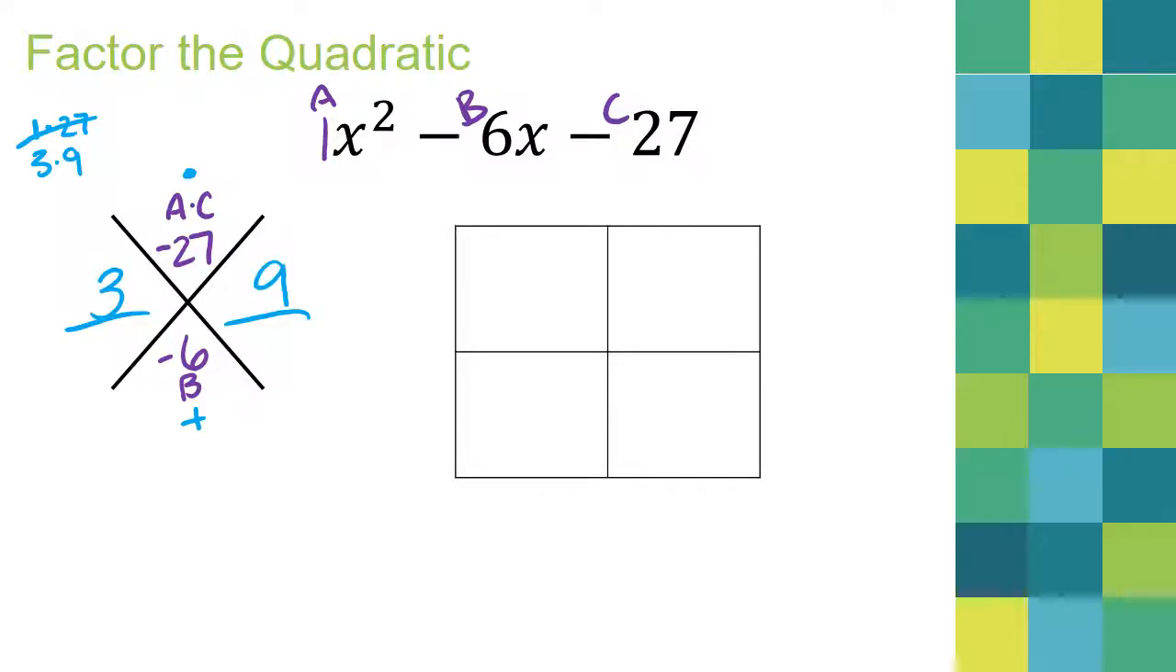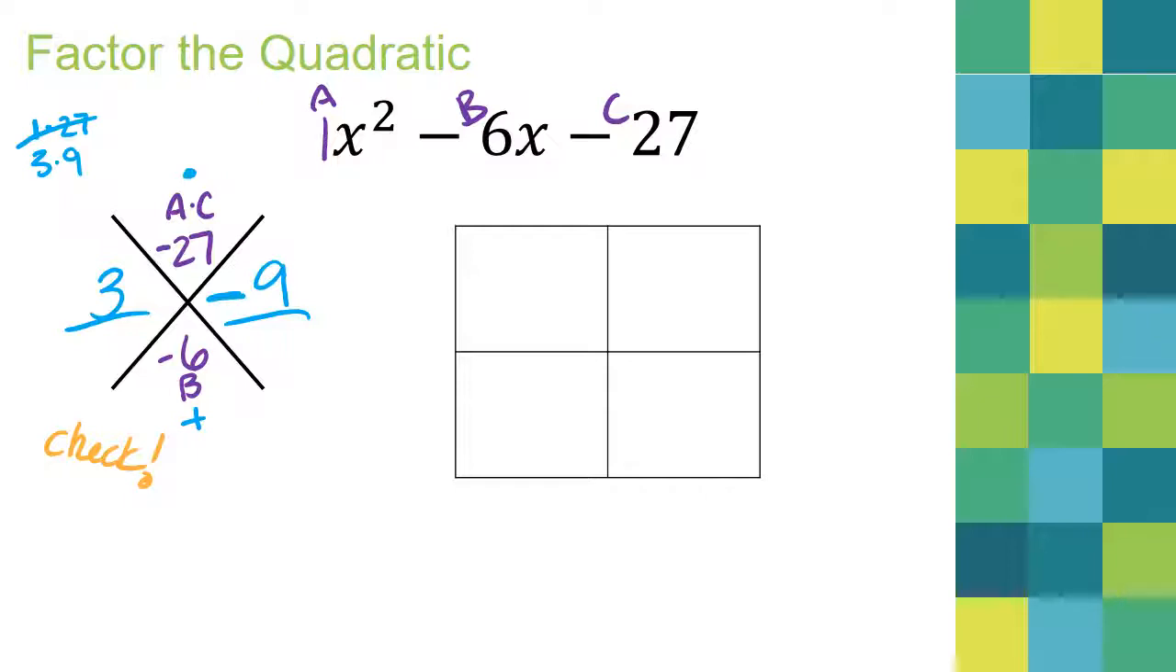But now let's take a look at the signs. One of them is going to be negative. So in this case, because my B value is negative, here's a hint. That means my larger value has to be negative. But here's my check. Checkpoint is to see if it works. Is 3 times negative 9 negative 27? Yes. Is 3 plus negative 9 negative 6? Yes. So we're good to go.